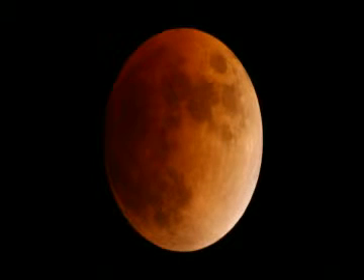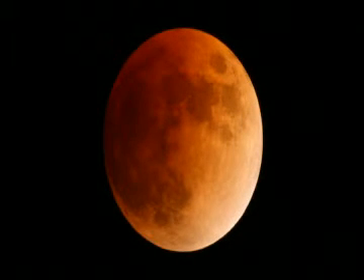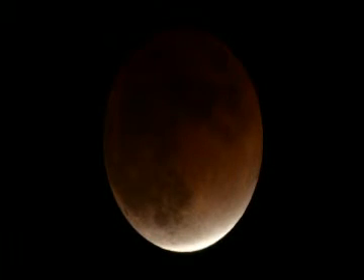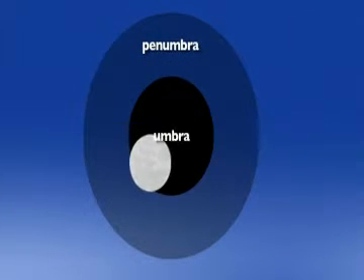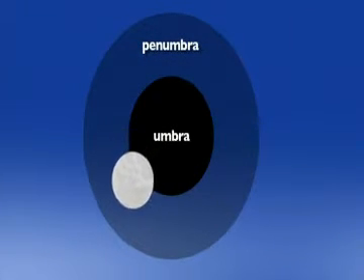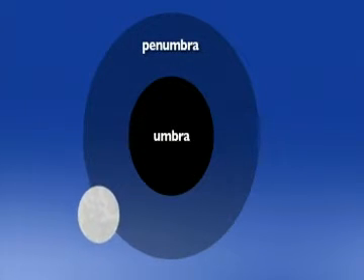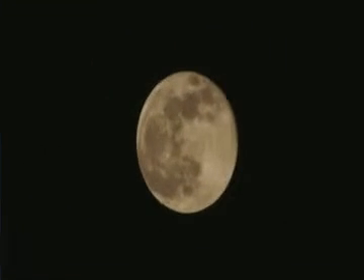This change in color happens when the light from the Sun is altered as it passes through the Earth's atmosphere. After some time, the moon starts to move out of the Earth's umbra and penumbra, and the full light of the moon returns.